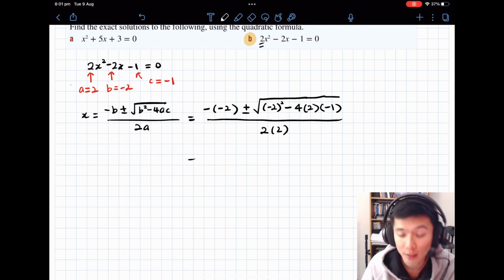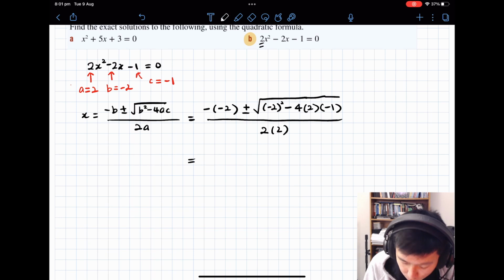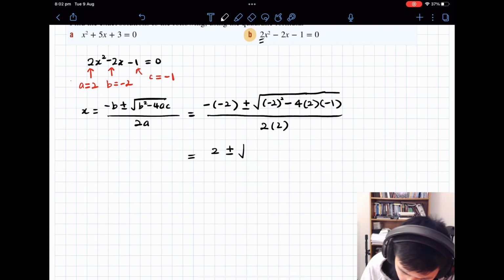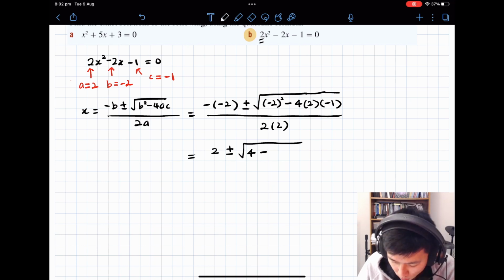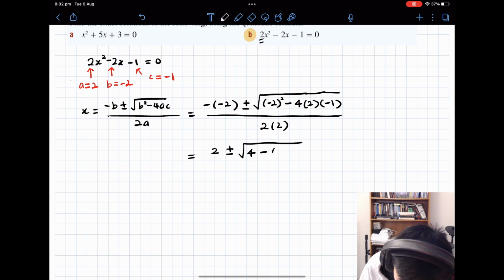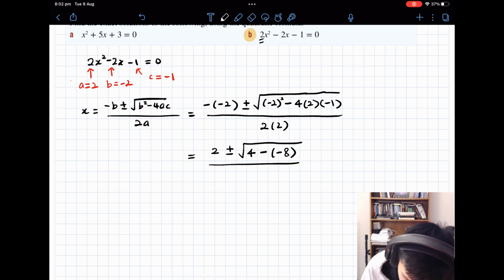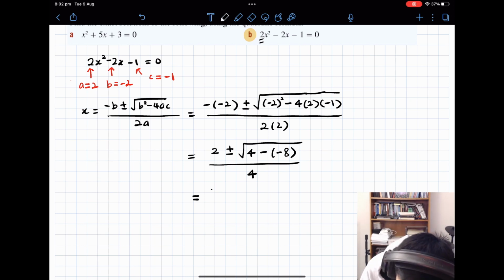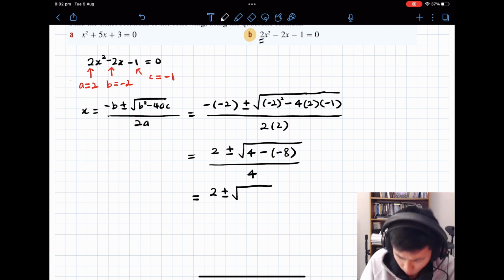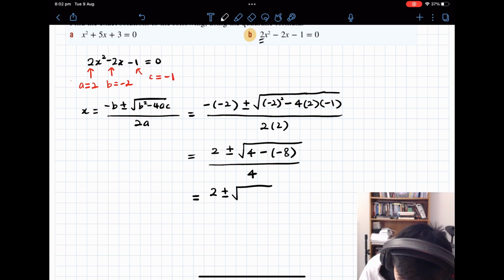And of course, let us simplify. That minus minus 2 becomes a positive 2, plus minus the square root of 4 minus, so 4 times 2 times minus 1, that is minus 8. So 4 minus minus 8, over 2 times 2, which is 4. And so let's keep simplifying. We've got 2 plus minus the square root of 4 plus 8, right? Because minus minus. So we get the square root of 12 over 4.